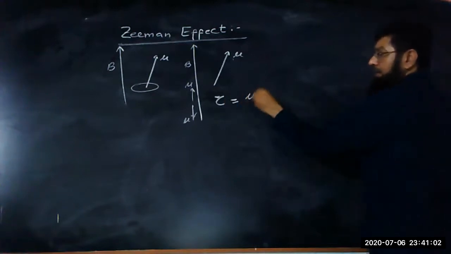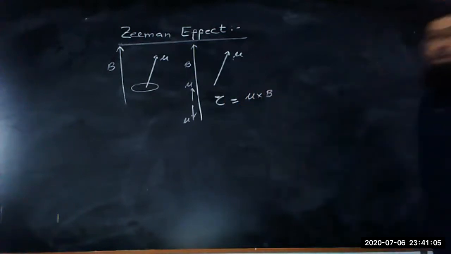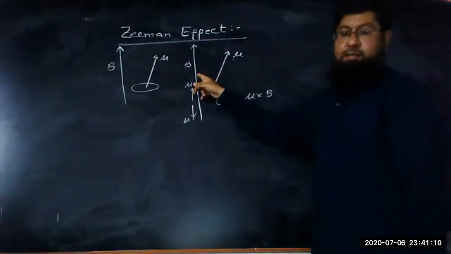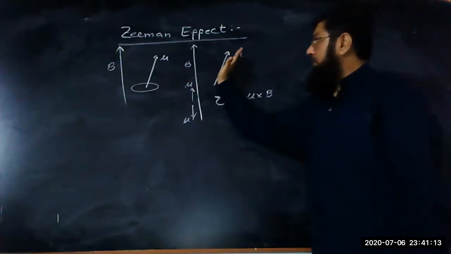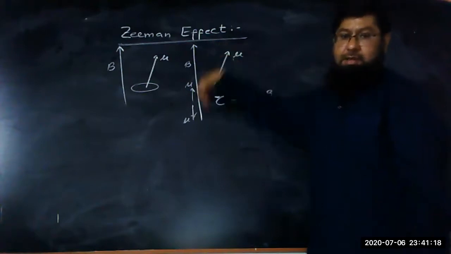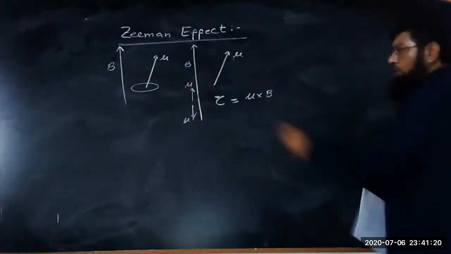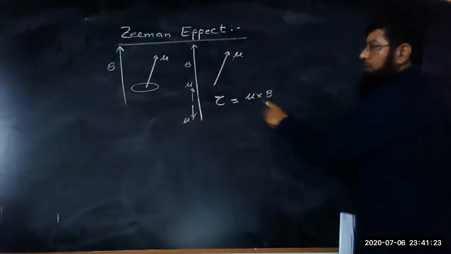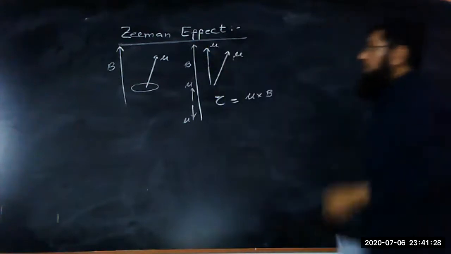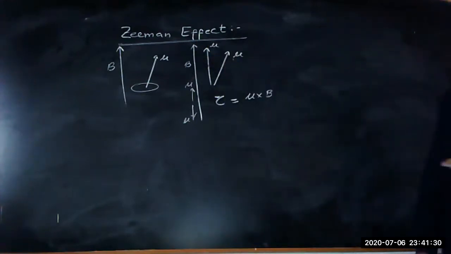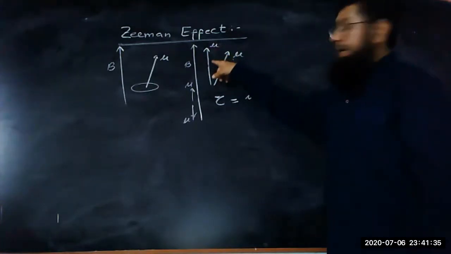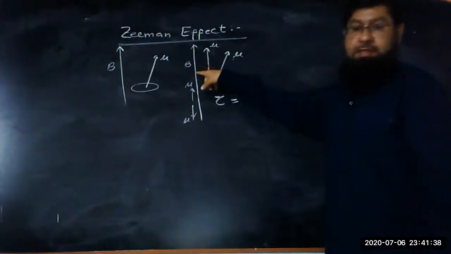the torque, which is defined as μ cross B. Torque is the turning effect of the force. As a result, the magnetic force acts on the magnetic moment and it will try to align in the direction of the magnetic field or opposite to it. We say that the torque is produced. So when it tries to align in the direction of the magnetic field, work has to be done. This work is stored in the form of energy in the presence of the magnetic field.